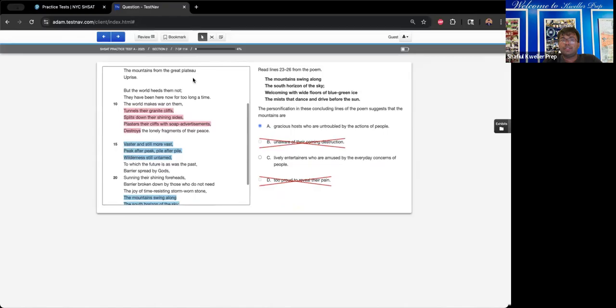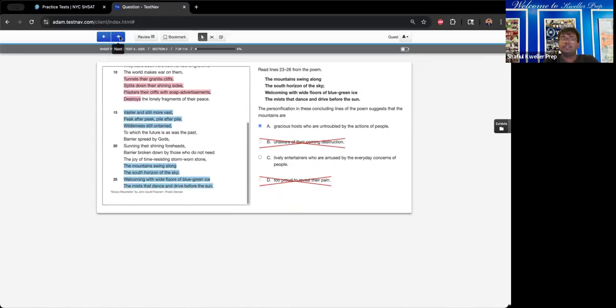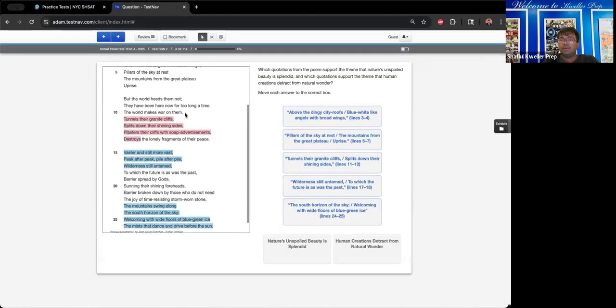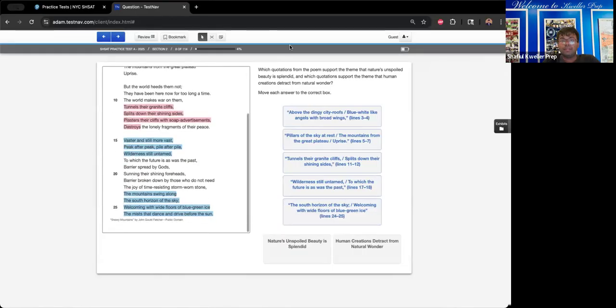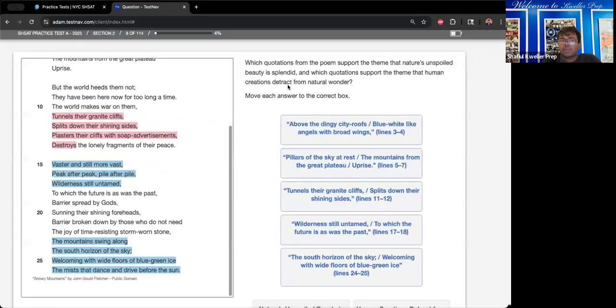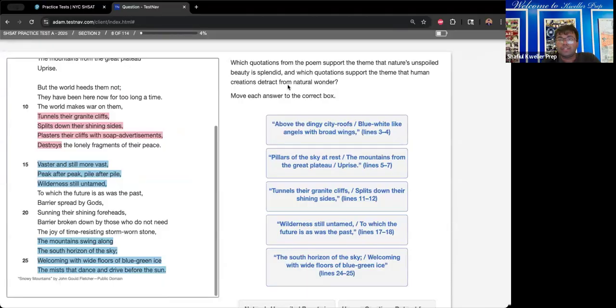Okay. Is that it for the stanza? Oh no, there's one more. Wow. Okay. Which quotations from the poem support the theme that nature's unspoiled beauty is splendid, and which quotations support the theme that human creations detract from natural wonder? So, okay.